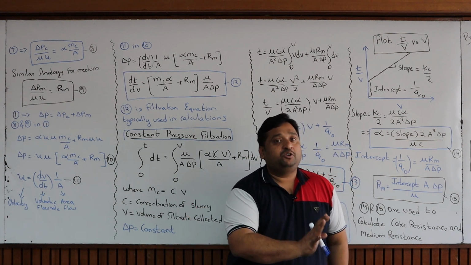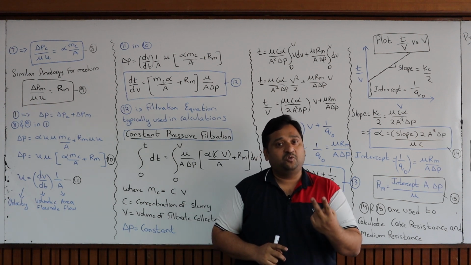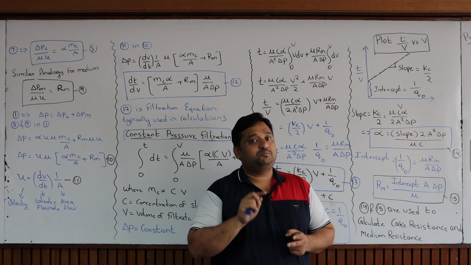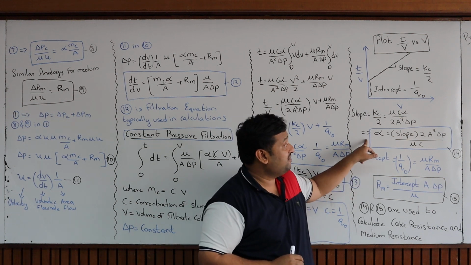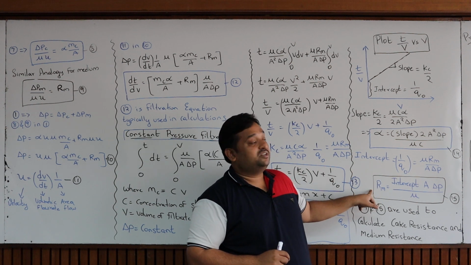So I have arrived at the conclusion. That means, doing all this mathematics, finally I get to know only two equations from which I am able to calculate the specific cake resistance, which is alpha, from this equation, and the medium resistance Rm from these equations.